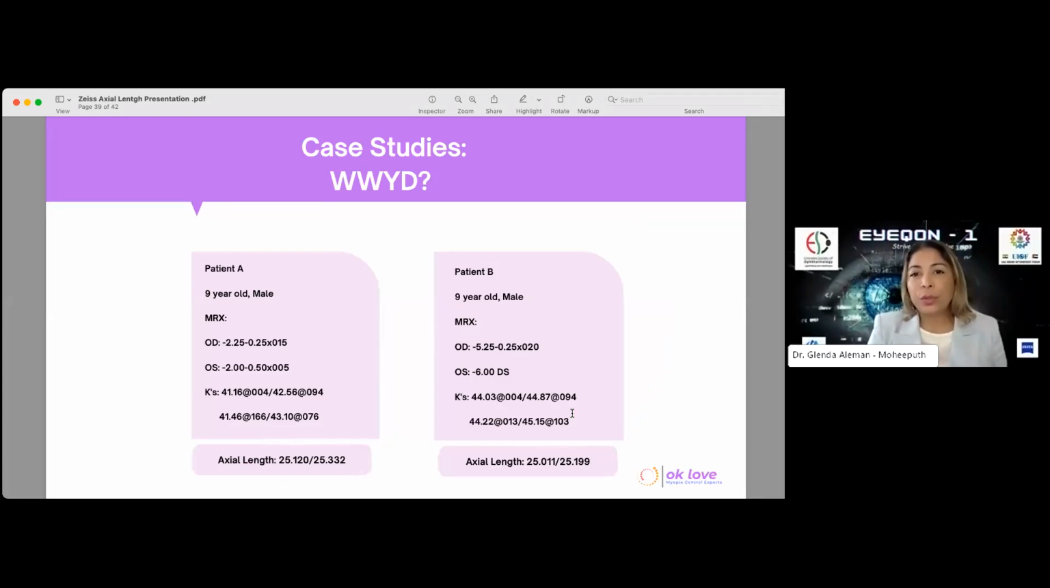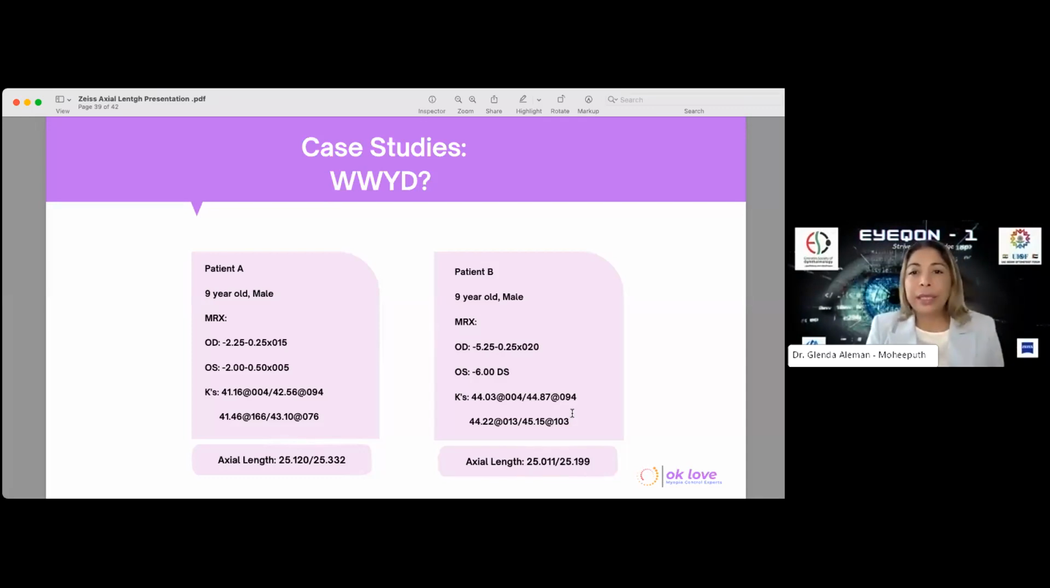So these cases show you that axial length and refractive error don't always correlate. Here we have two different patients, and we can see that patient A has a very low refractive error, but his axial length is very, very similar to patient B. So when we're looking at these patients, axial length can really make a difference in how we interpret these cases and the way that we're going to decide on the treatment.